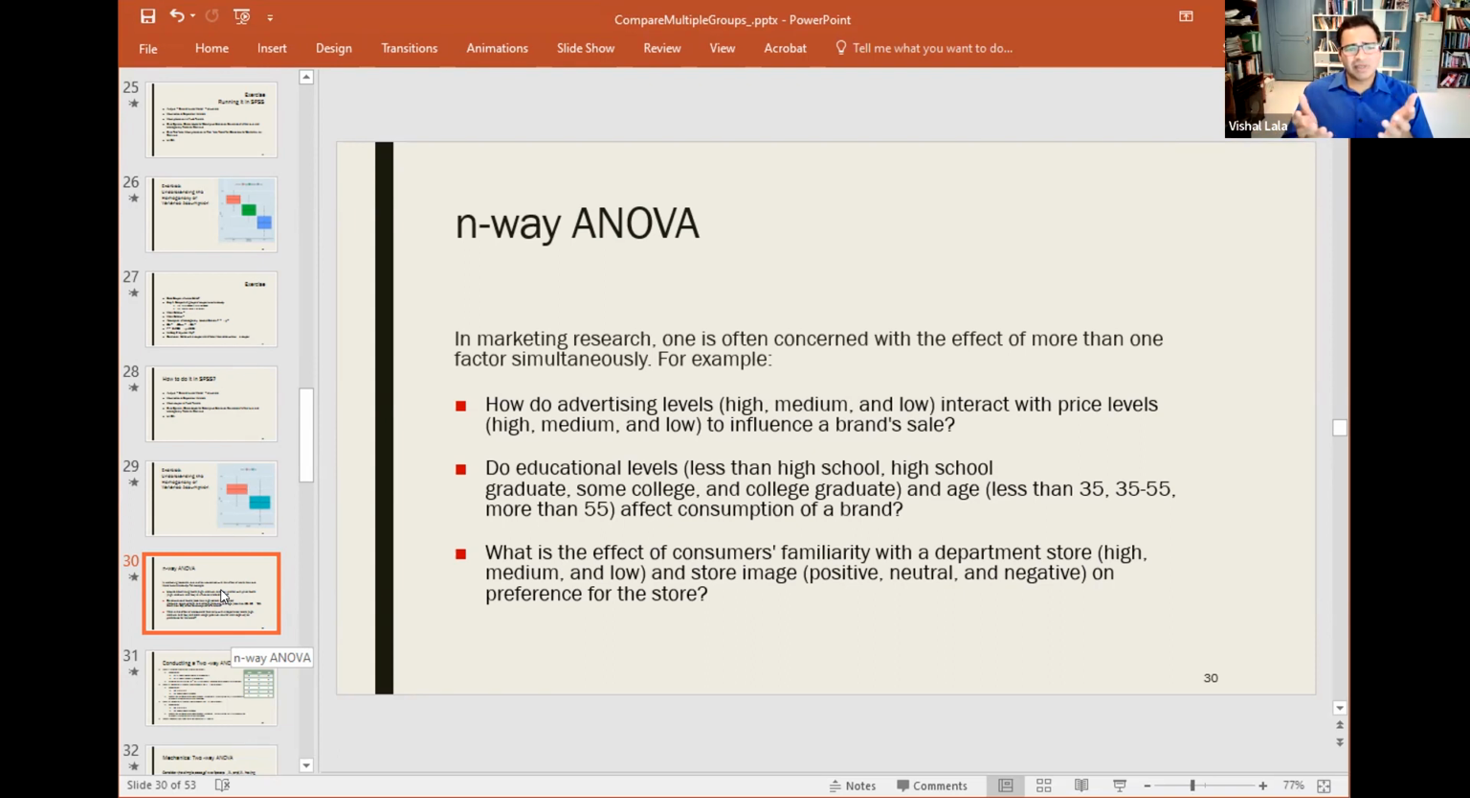A marketer, for instance, may be interested in examining the effects of not just changing one thing, but 2, 3, 4, 5 things. They might have changed the ad campaign, they might have changed the packaging, they might have changed the price, and they might want to look at the joint effect of all these changes on, let's say, sales. So let's move along and take a look at how you would conduct this sort of test.